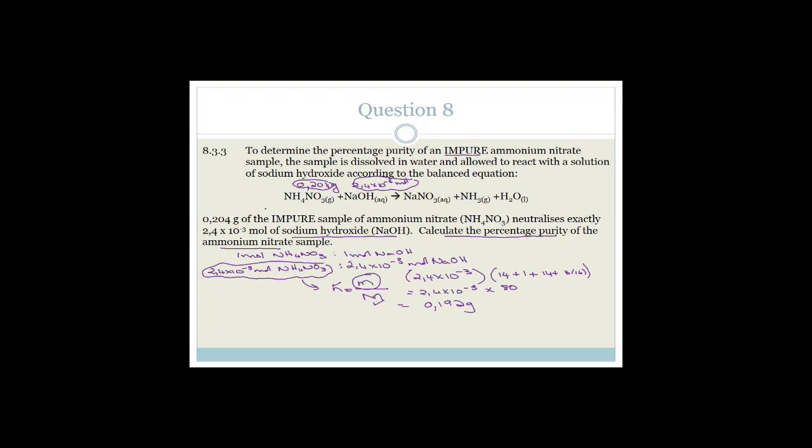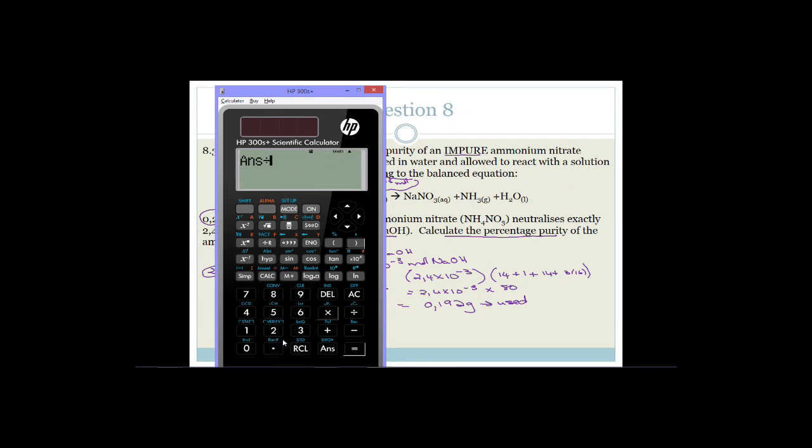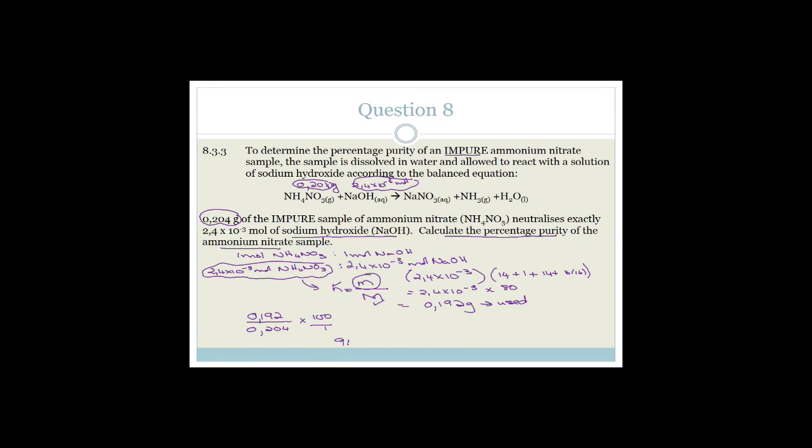Normally I round off to two decimal places, but the original was given to me in three decimals, so I'm going to carry on working with the three decimals. Do you agree that this was the amount that was pure because this was used? This is the amount of actual stuff that reacted with the sodium hydroxide. The rest was impure. It wasn't actually the ammonium nitrate. So we can work out this percentage purity by going 0.192 divided by 0.204 times 100 over 1. We're going to pop that in our calculator: divided by 0.204 equals, times by 100 equals, and that's 94.12. So percentage purity is 94.12%. Ta-da! Okay, so that there is the last question on the chemistry paper.